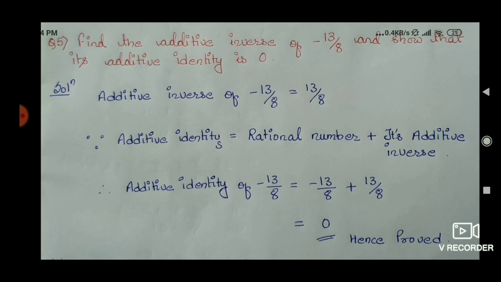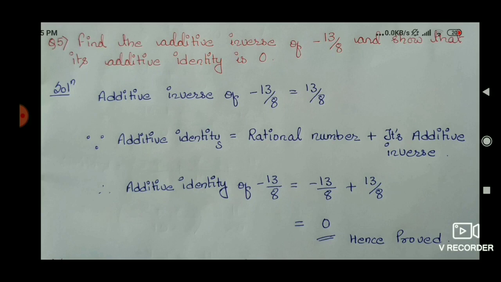This question is the application of additive inverse and additive identity. Find the additive inverse of minus 13 by 8 and show that its additive identity is 0. As we know, the additive inverse of minus 13 by 8 is equal to 13 by 8, and also additive identity is equal to the rational number plus its additive inverse.